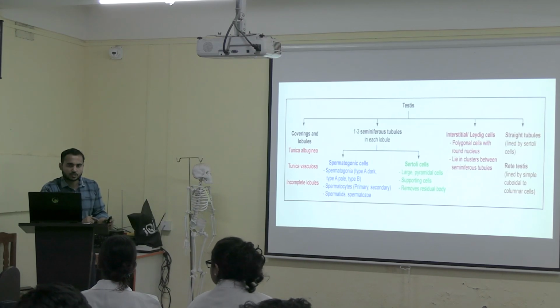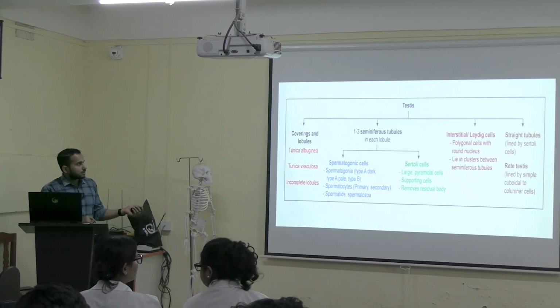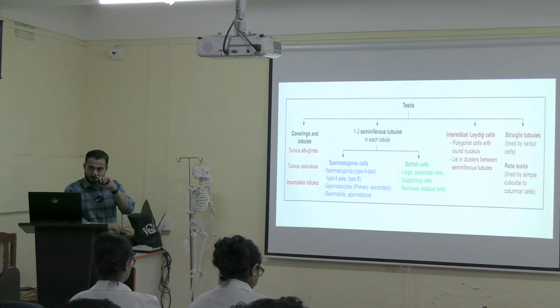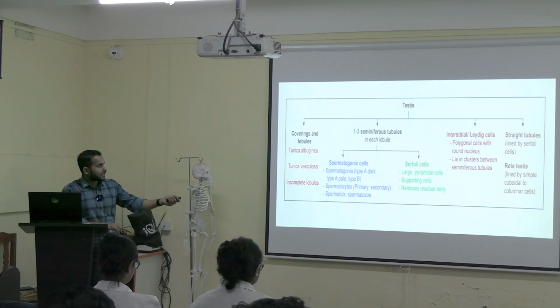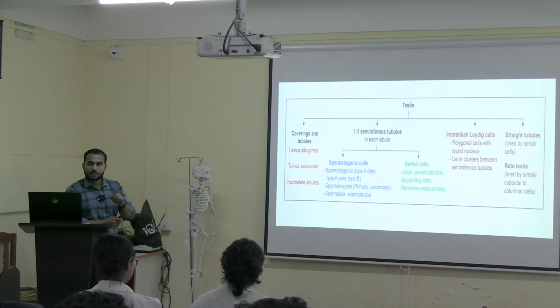No. Haploid other cells are also there. Okay, just think why the blood testis barrier is required. What is the importance? Next, another important type of cells are there. That is the interstitial cells of Leydig. Already you have heard about it. Okay. Now please keep that in mind.